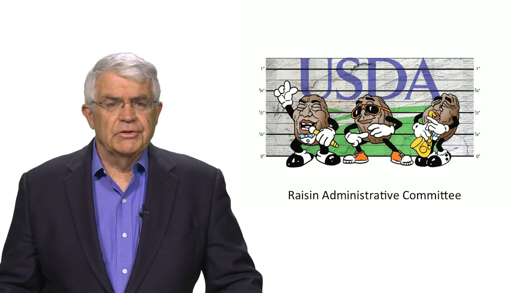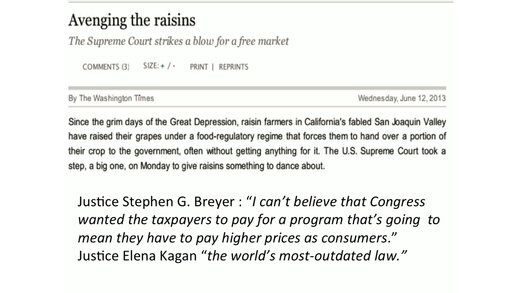It's recently been challenged, because people realize, well, why should you have a government law that makes people pay more for raisins? And so we're not clear where this is going to turn out, but recently it's been taken to the Supreme Court. Justice Breyer argues he can't believe that Congress wanted the taxpayers to pay for a program that's going to mean they have to pay higher prices as consumers, higher prices for raisins. And Justice Kagan argues this is the world's most outdated law. So they're using these kinds of models and calculations to say, hey, maybe this is not the greatest policy to have, but you don't know that unless you approach it with these kinds of models.